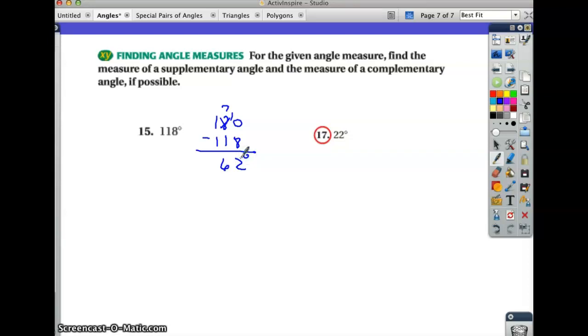For 22 degrees, it can have both a complementary and a supplementary angle. Complementary would be 90 minus 22, which is 68 degrees. Supplementary would be 180 minus 22, which is 158 degrees. So 68 degrees is your complementary angle, and 158 degrees is your supplementary angle. So this concludes our lesson on angles.